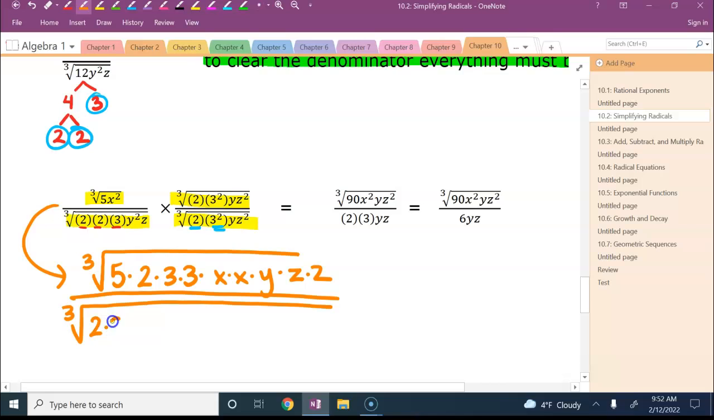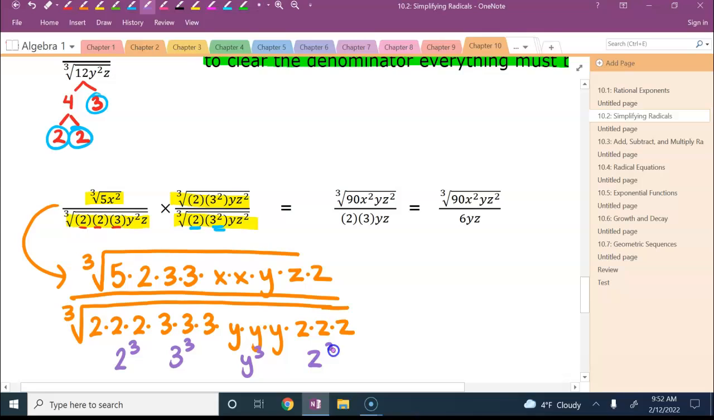So I have 3 2's, 3 3's, 3 y's, and 3 z's. So then what's going to happen, if you rewrite this as 2 to the third, 3 to the third, y to the third, z to the third, is on the bottom, the 2, the 3, the y, the z, all of those are going to come out, which you see right here. They have the 2, the 3, the y, and the z, which they then simplify to 6yz.